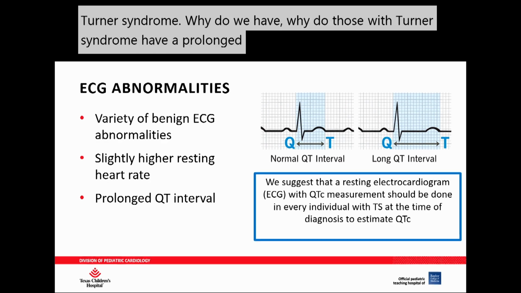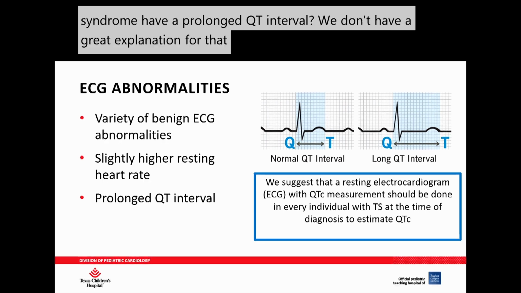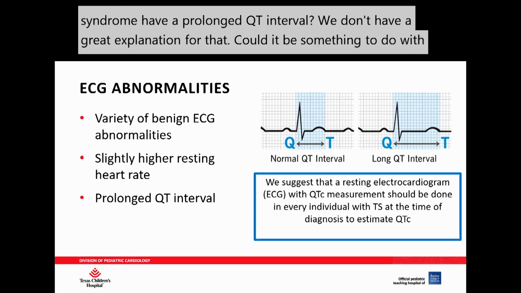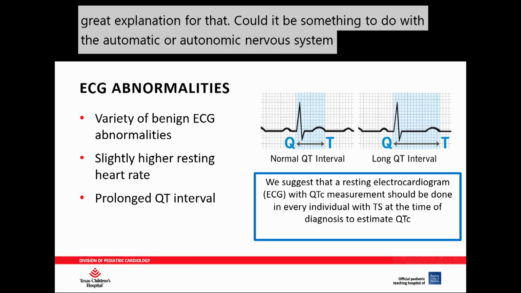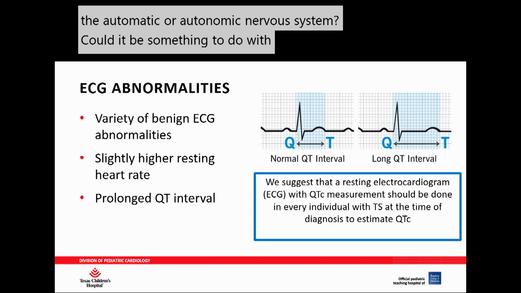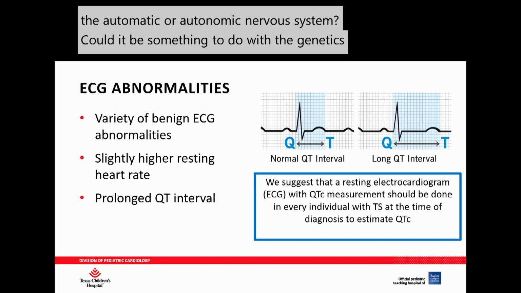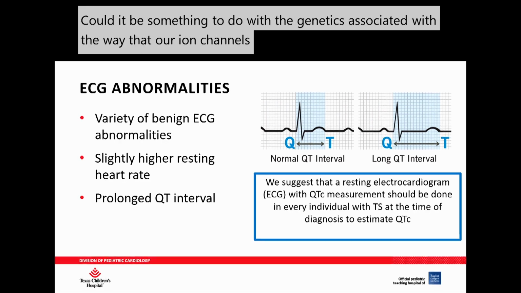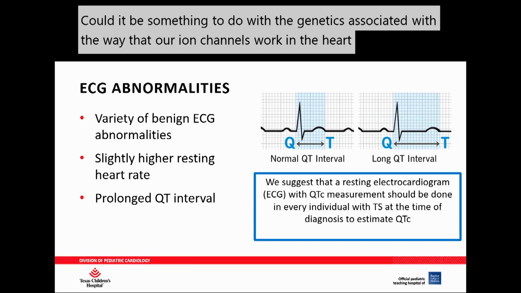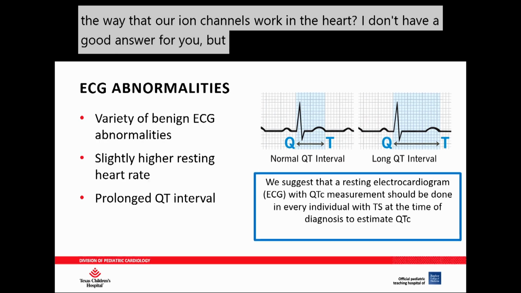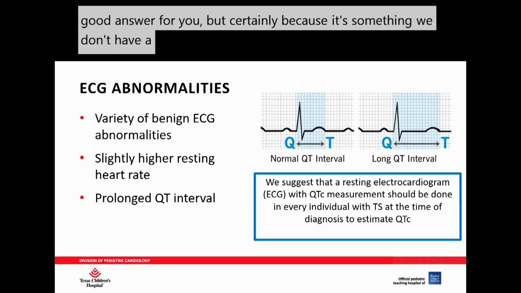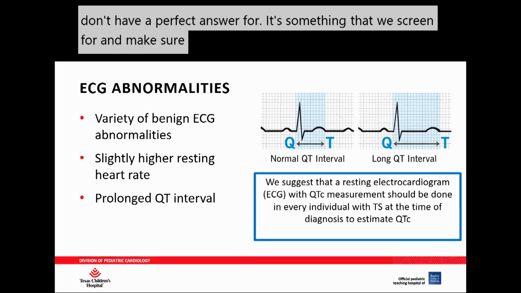We don't have a great explanation for that. Could it be something to do with the autonomic nervous system? Could it be something to do with the genetics associated with the way that our ion channels work in the heart? I don't have a good answer for you, but because it's something we don't have a perfect answer for, it's something that we screen for and make sure that we're not going to miss.